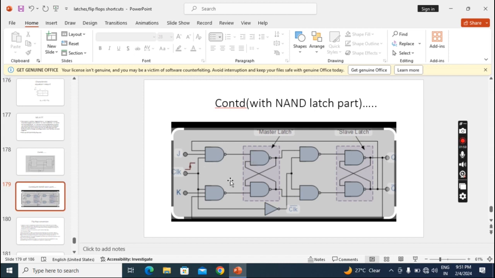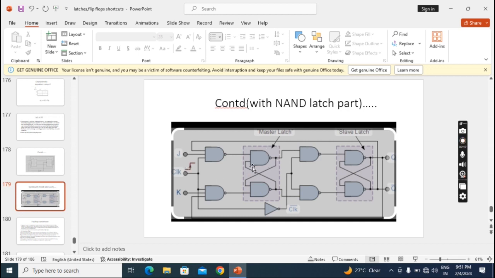So this master flip-flop will work for positive. This is positive triggered and this is for negative triggered. It means for positive, the master flip-flop will respond. It will send input to output.